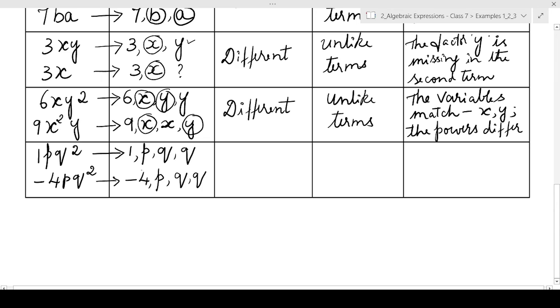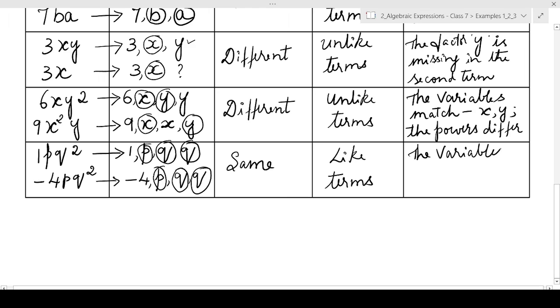Now let us check whether these terms are like terms or unlike terms. Forget about the numerical factor. You have p over here, p over here, q and one more q, and here also you have a q and another q. Now this pair of terms have the same algebraic factors. As such, they are like terms. So what is the reason you will give? The variables match and their powers also match. As such, they are like terms.